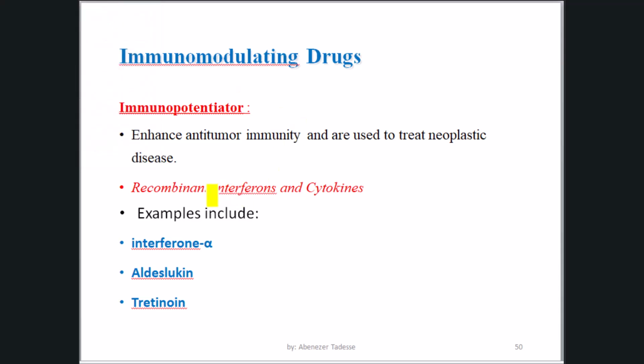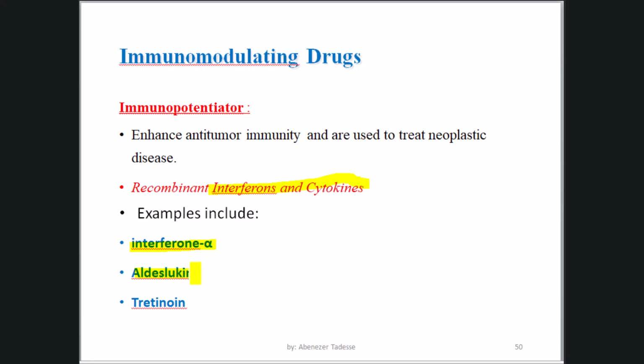The interferon, the first one, increases antigen presentation of the innate as well as adaptive immunity. The other one, the interleukin or the aldesleukin. These medications can activate the T cells and the natural killer cells. After activation of these cells, they can fight against cancer cells. So this can be given in combination with other chemotherapeutic agents.